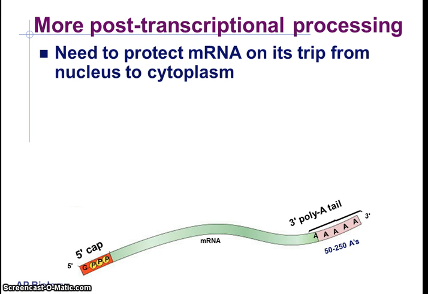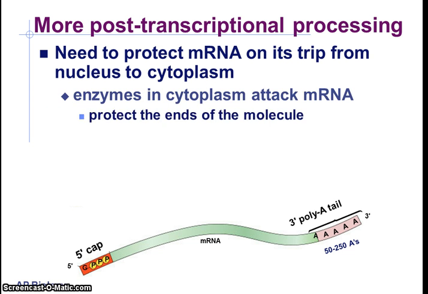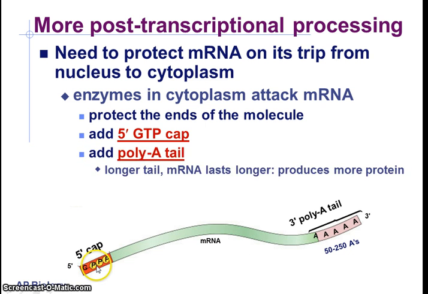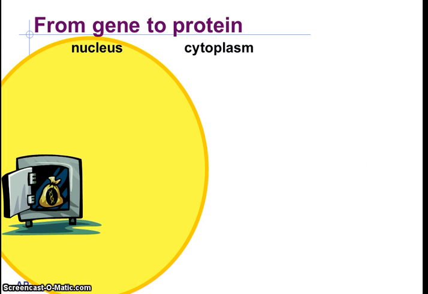So, we were talking about how mRNA has to be processed. If mRNA is not processed, there will be different enzymes that will chew it up between its trip from the nucleus to the cytoplasm. So we have to protect each end. One end gets a 5' GTP cap, so guanine triphosphate. The other gets a poly A tail, poly many A's. You can see there's between 50 and 250 A's. The longer the tail, the longer it can last and the more protein it produces.